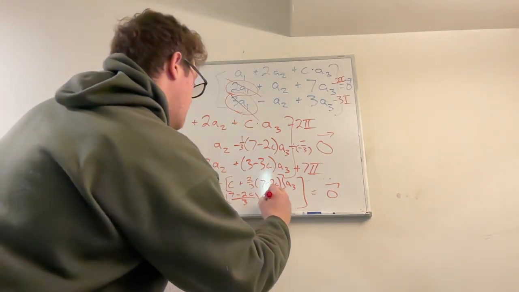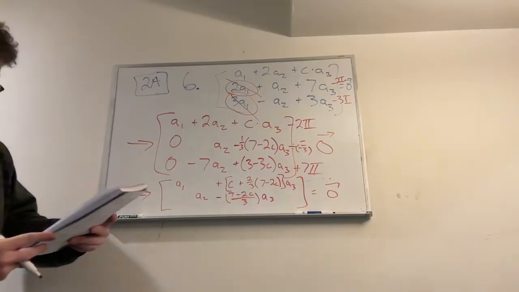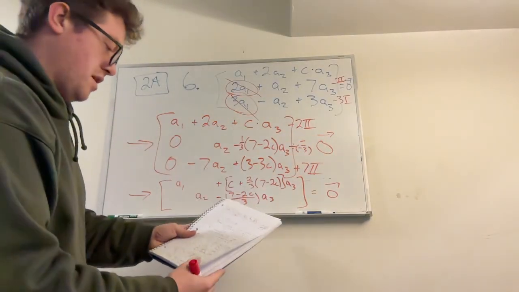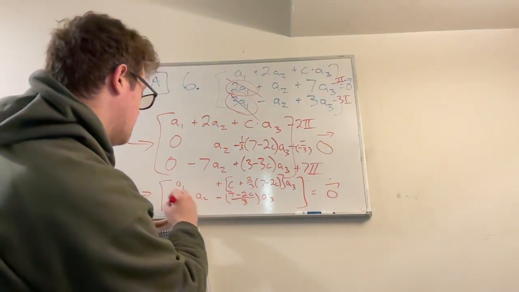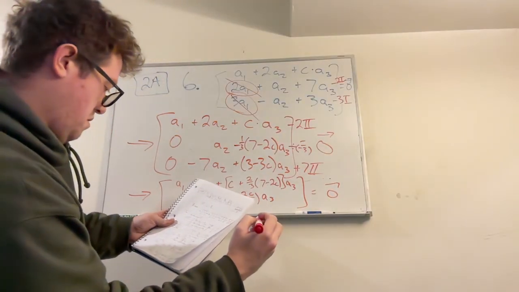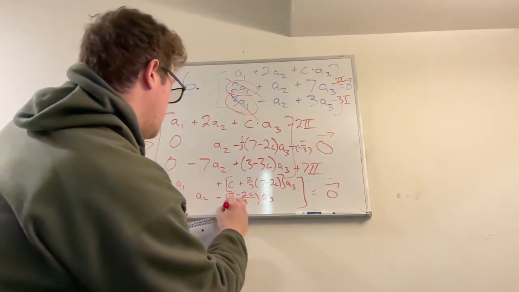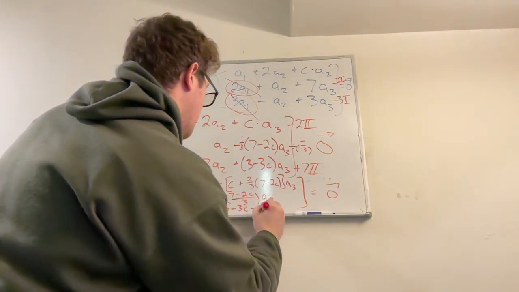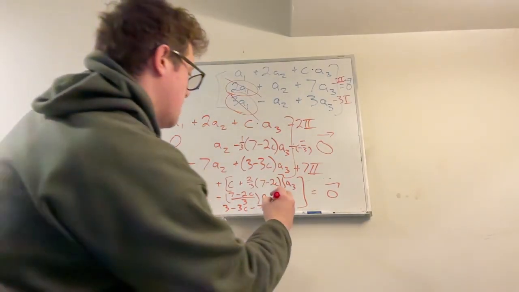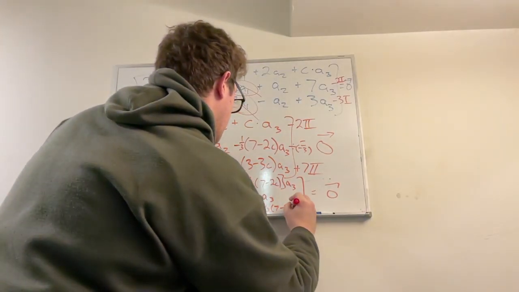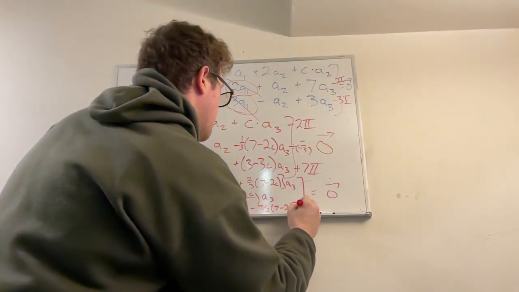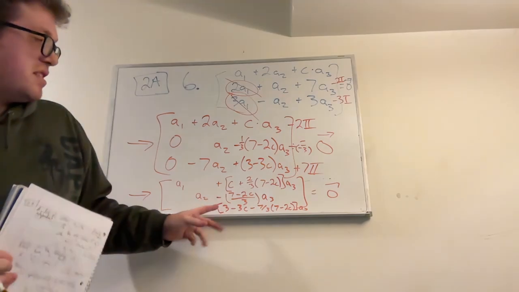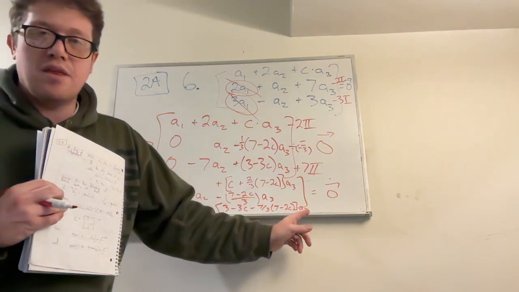times A3. And then it's kind of hard to see, but the last row is just 0 plus 0 plus this long thing times A3, which is 3 minus 3C minus 7/3 times 7 minus 2C, all times A3. So it's a little bit cluttered here, but essentially we just have this giant number here times A3.